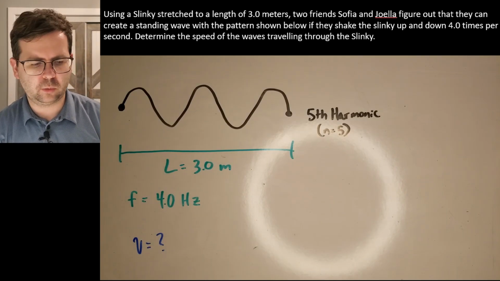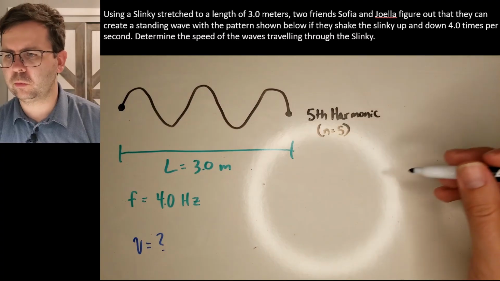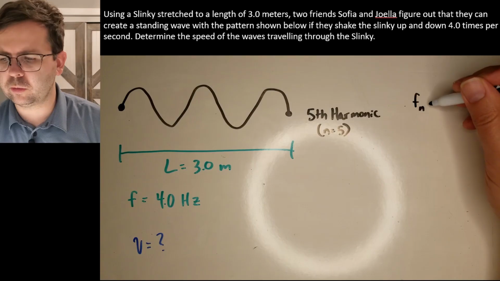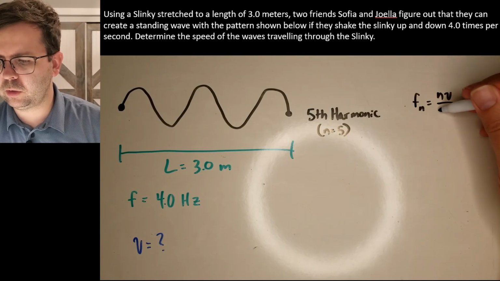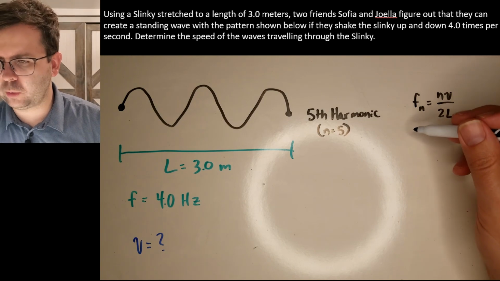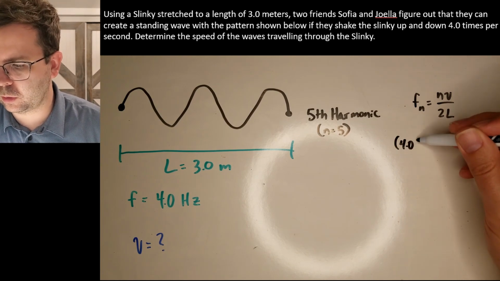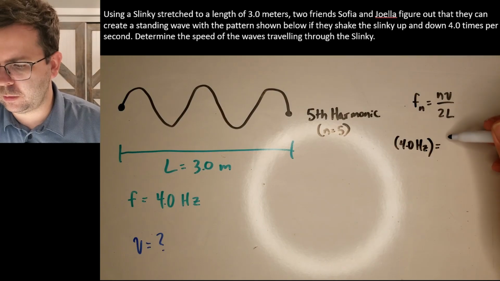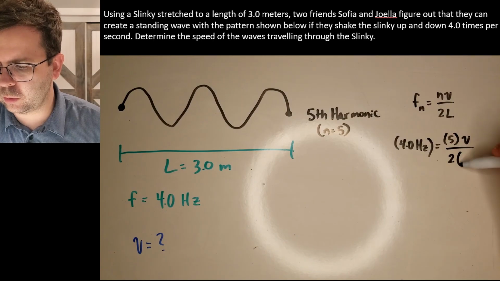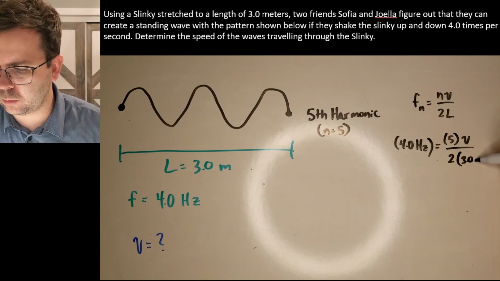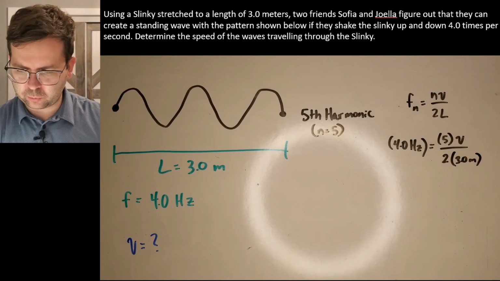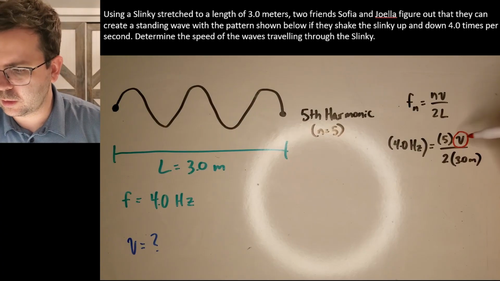To find that, we're going to have to use our equation again, but we might have to rearrange it a little bit. So I'm going to write it over here. The frequency of the nth harmonic is n times v over 2L. I'm going to substitute in the things that I know. The frequency is 4.0 hertz. The harmonic number we're dealing with is 5. We don't know the speed, but we do know the length is 3.0 meters. With that information, I can now solve for v. This is what I'm trying to get out of this equation.